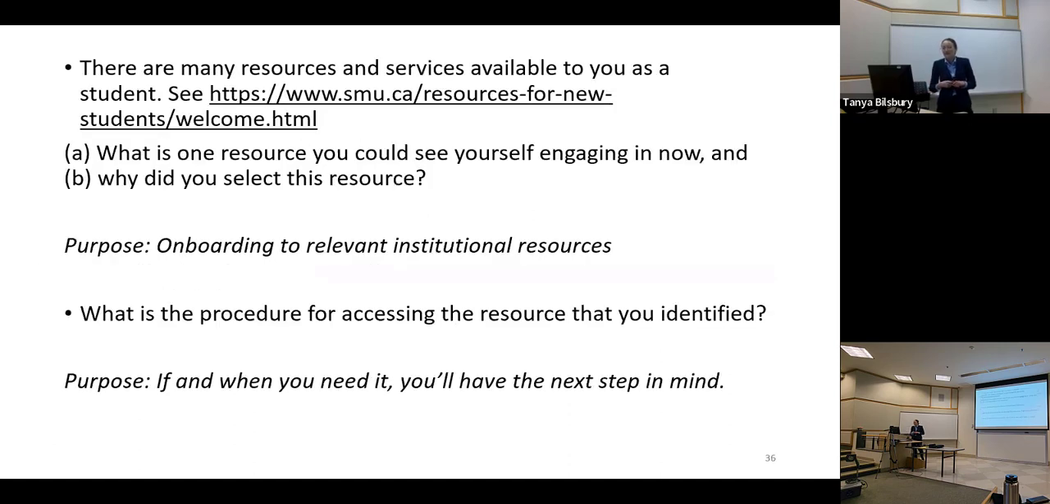And then I'll ask you to go and check out the resources and services that are available to you at the institution, right? Look through it. And maybe there's a resource that you could see yourself using. And then why did you pick that one? And then the next question was suggested by Tom Brophy, who's the director's AVP Student Services. What's the process for accessing that resource? Because if you know that now, if and when you need it, you'll have that next step in mind. You've already envisioned it. That makes it easier to go do it.